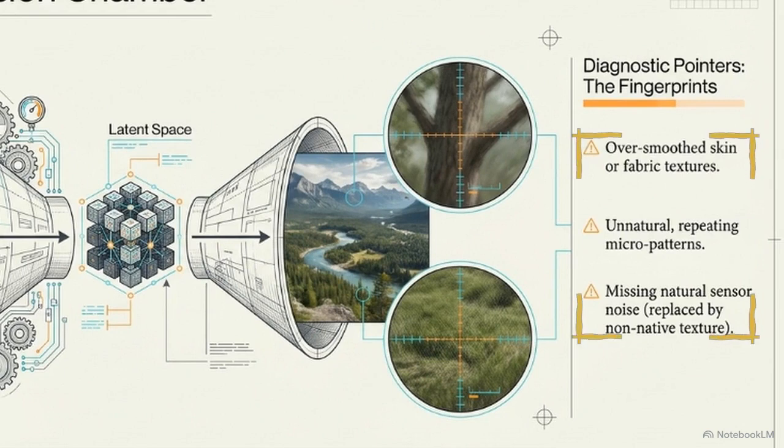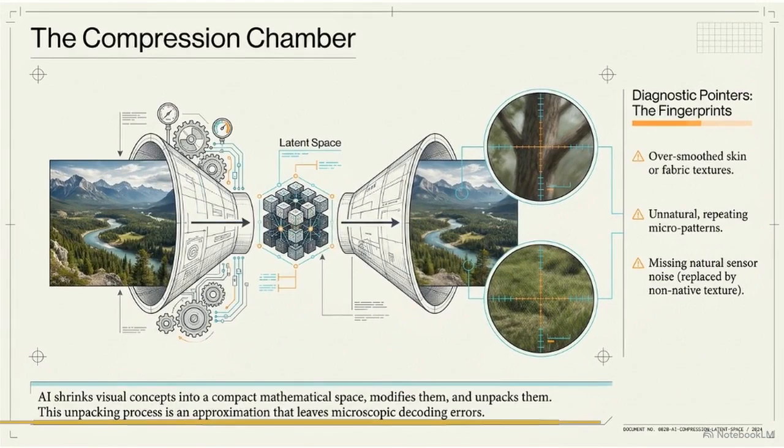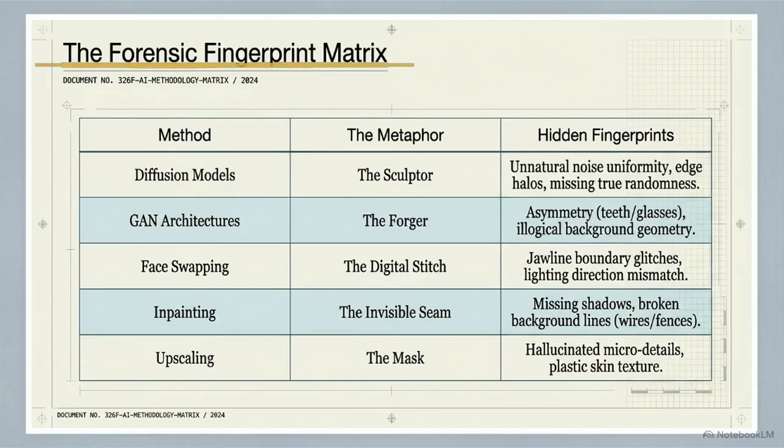These errors appear as over-smoothed fabric textures, unnatural repeating micropatterns, and the absence of native sensor noise. These artifacts are structural byproducts of the AI's compression and expansion cycle. The methodology matrix categorizes different generative threat vectors and their associated signatures.